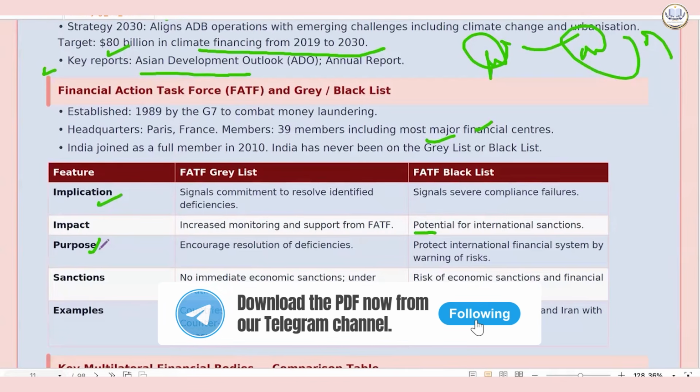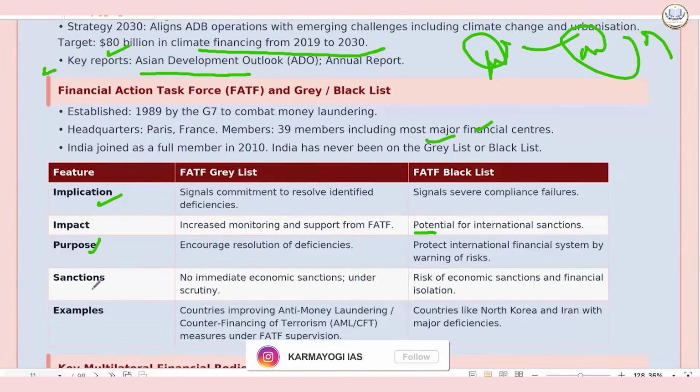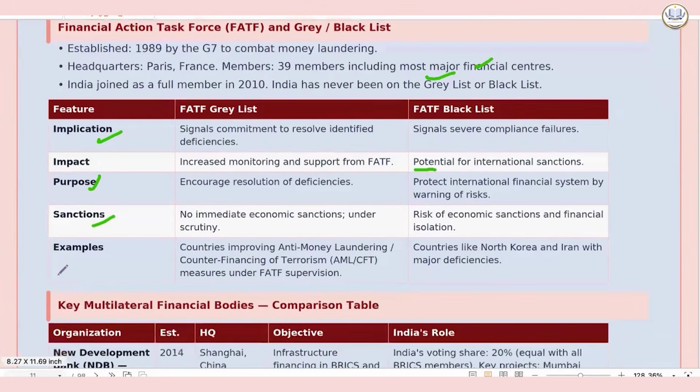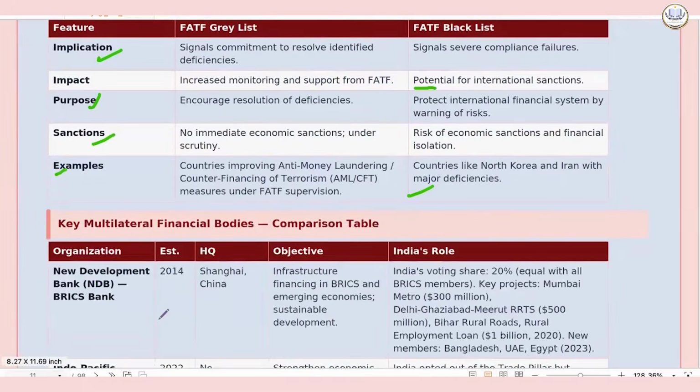In the blacklist, the purpose is to protect the international financial system by warning of risk. Sanctions: in the grey list, no immediate economic sanctions, it is just under scrutiny. Blacklist, there is a risk of economic sanctions and financial isolation as well. Examples are countries improving anti-money laundering or counter-financing of terrorism measures under FATF supervision, they are trying to do it. Blacklist, countries like North Korea and Iran with major deficiencies are included.